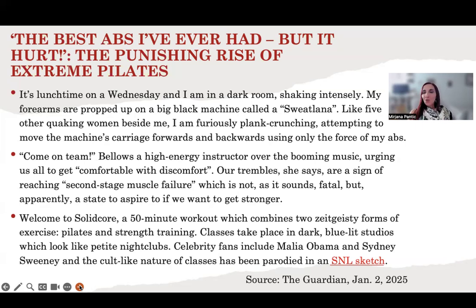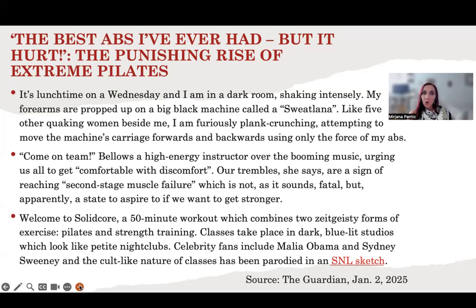So I found this story about Pilates. I thought it was interesting. It's a feature story published on the Guardian website in January. The best abs I've ever had, but it hurt. The punishing rise of extreme Pilates. So from the title, from the headline, you can see what the story is about. It is about Pilates. And now you want to read this journalist's perspective on Pilates. So let's see how she started this story.